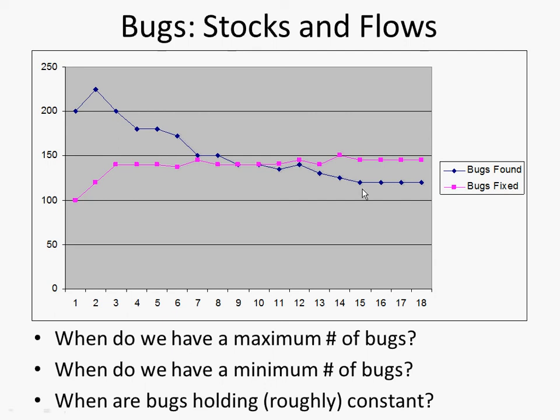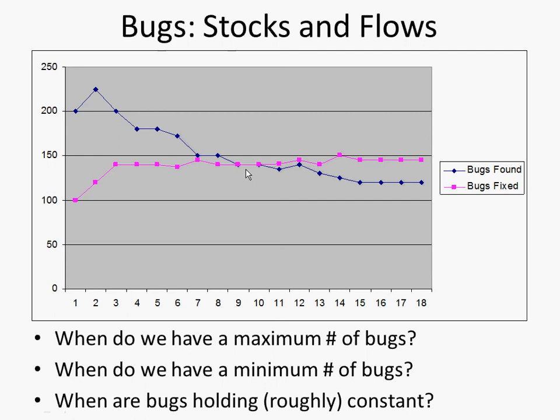This diagram implies the one on the board, which shows this upside down U shape. Does that make sense? Are people comfortable with that? So what's shown in the diagram on the slide implies the diagram on the board. It's the integral of the difference between these two lines. You subtract bugs fixed from bugs found, and you integrate that, sum it up over time. This is what you get, the thing on the board. It's the integral of the difference between those two curves. Okay? Does that make sense?